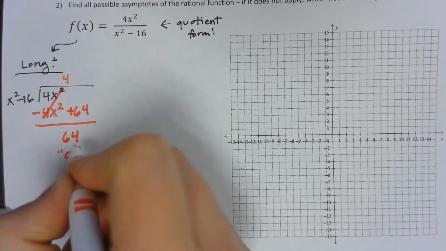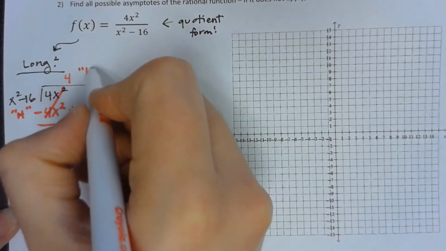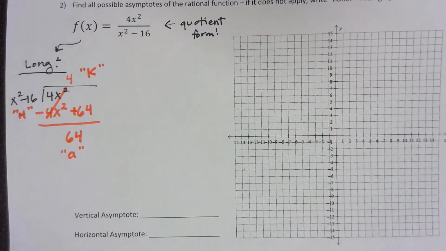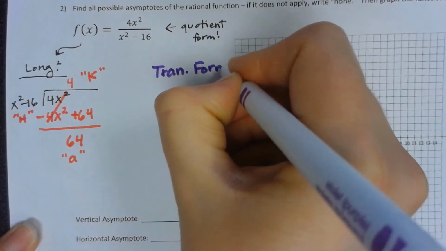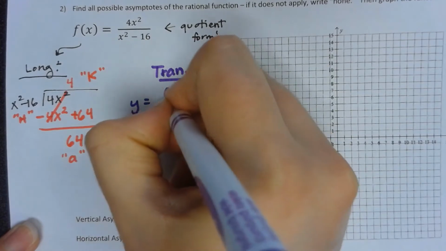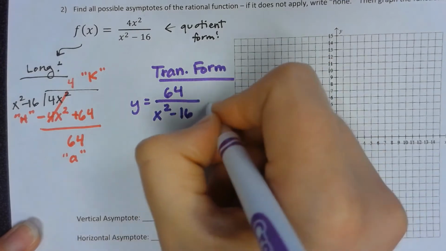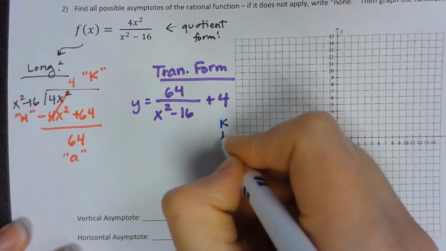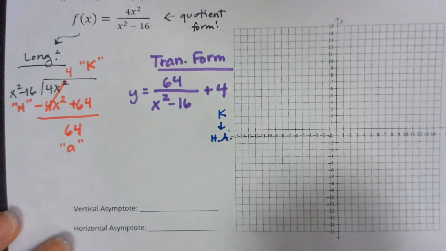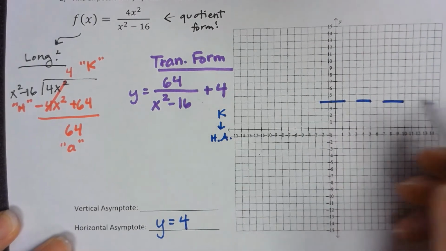This then tells me the A value. This will give me the H for the vertical asymptotes here in a second, and then this is K. So I will record transformation form as y equals A over this one. It doesn't look like x minus h, but we'll do something with that here in a second, and then plus K. All right. So the first thing that we know is the K value here, 4, that is what gives me the horizontal asymptote. So that means the horizontal asymptote will be at y equals 4. That is here.